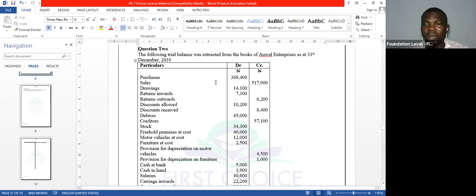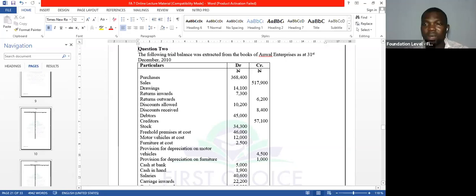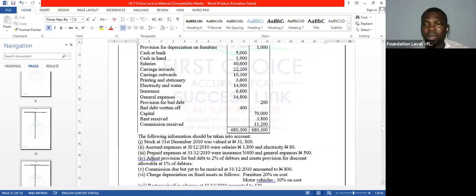And remember, I told you in the last class as well that there are two ways in which you prepare your financial statement. The first one is the additional information. Once you are done with additional information, then you start to post into your financial statement, you post the items that do not require adjustment. Then after that, what do you do?